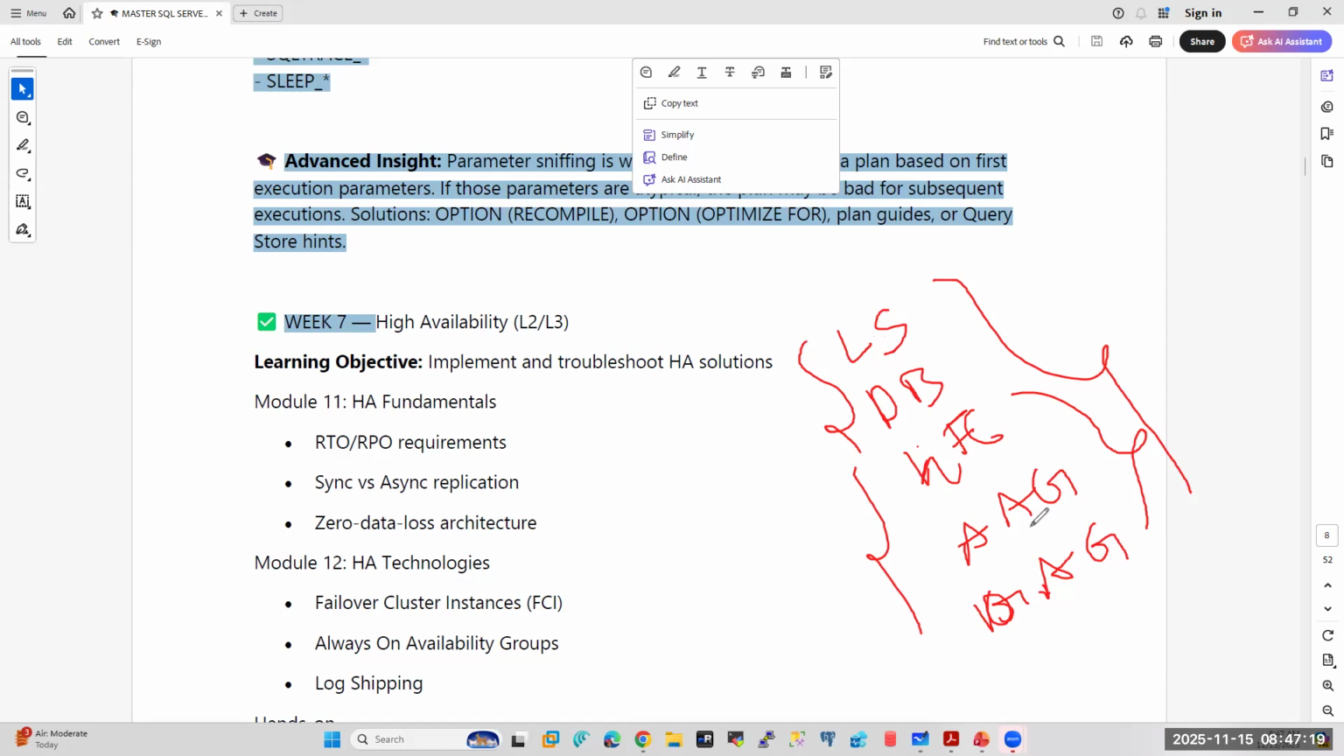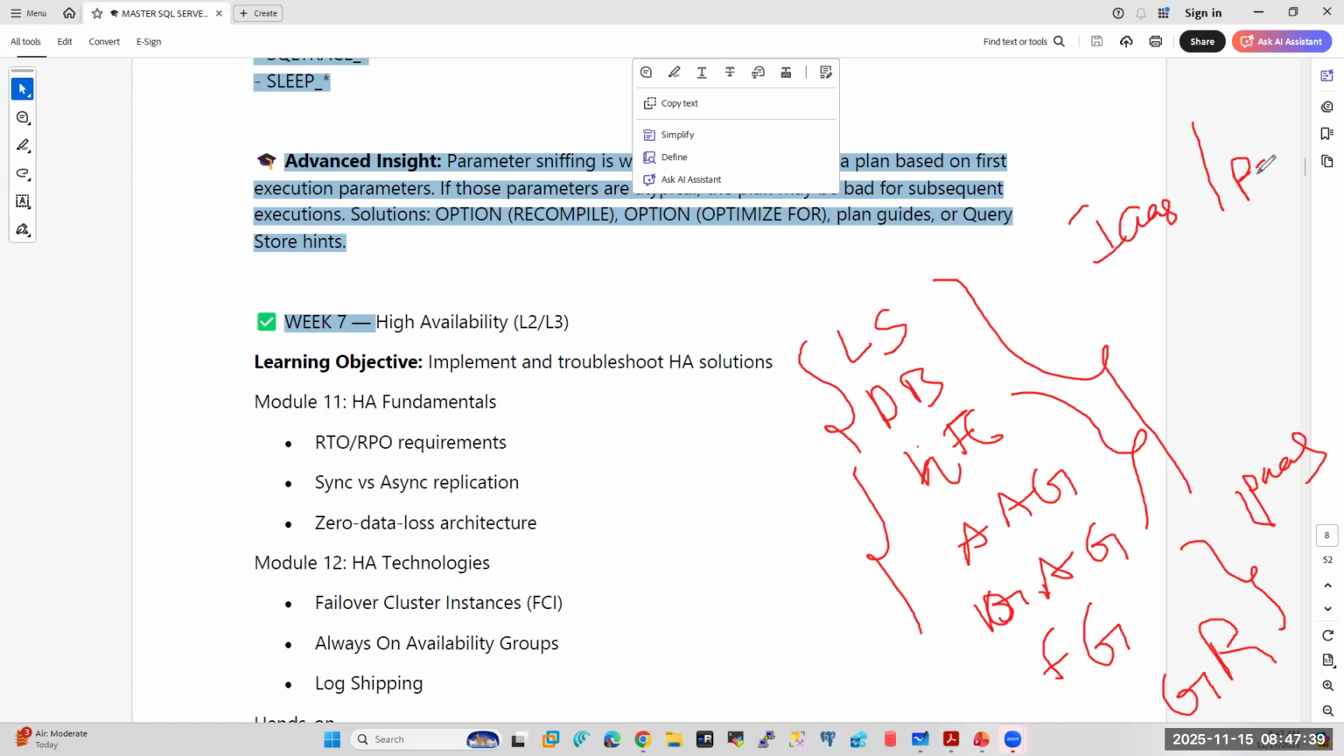Not only high availability, we will also discuss failover groups and geo-replication. These fall under the PaaS platform. When you go to the cloud, there are two things: one is IaaS, one is PaaS. In PaaS, we will discuss failover groups and geo-replication. These two are easy, don't get confused. These are all very lightweight.